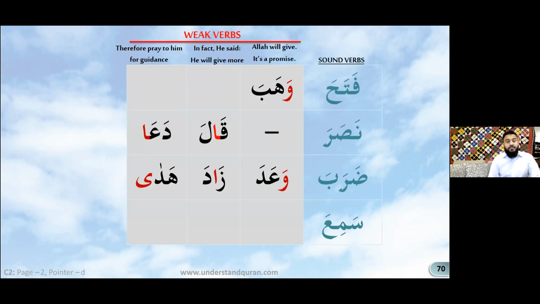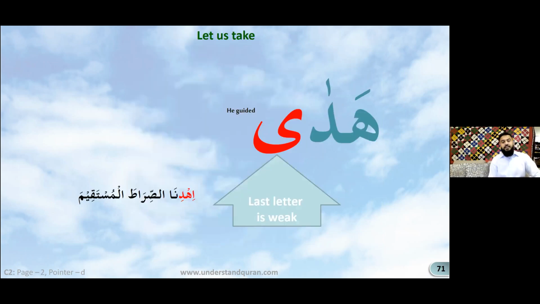So here we talked about the sound verbs that we learned about, fataha, nasara, daraba, samia, and the new mnemonics that we have for the weak verbs. That Allah subhanahu wa ta'ala will give, wahaba, it's a promise, wa'ada. In fact, he said, qala, he will give more, zada. Therefore, pray to him, dua, da'a, for guidance, hada. And hada is the word that we're going to go over today, inshallah. So let's take a look at it.